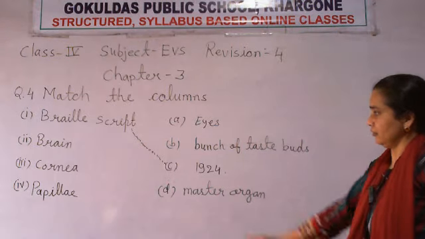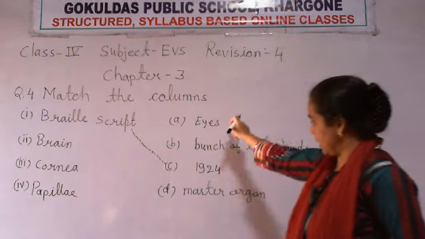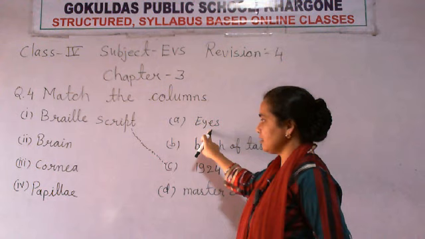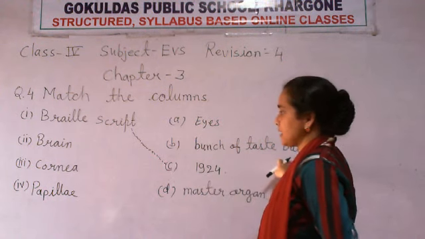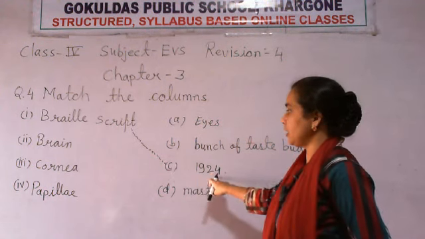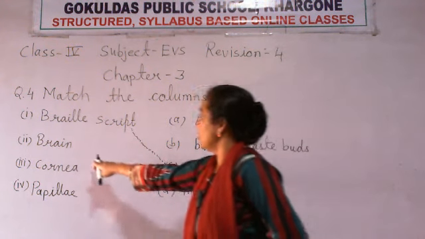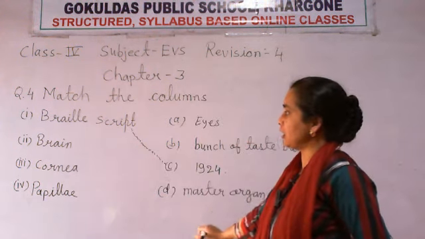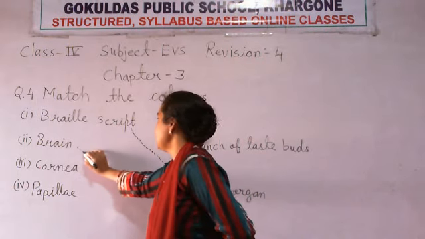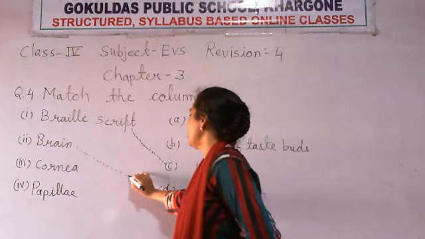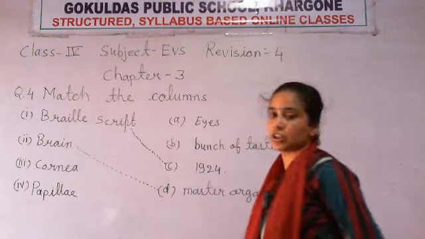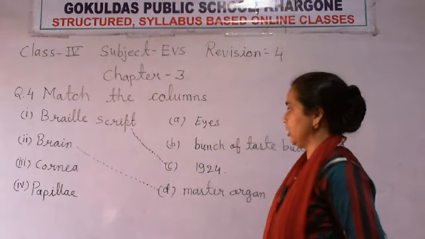Okay, brain. Read this side sentences. Eyes, bunch of taste buds, 1924, we already matched this. Now, how do you match? Brain is the master organ of the human body. Why do we say the master organ of the human body? Because it controls all the functions and all the organs of our body.